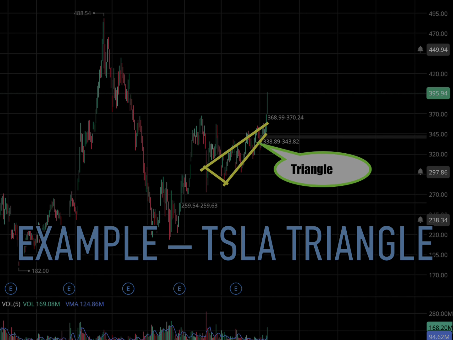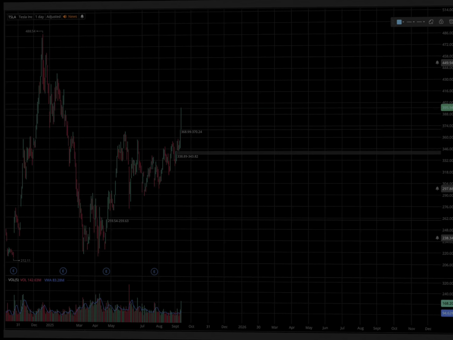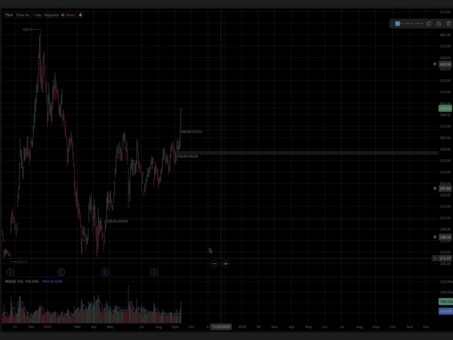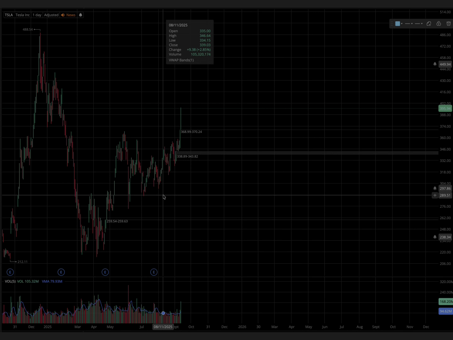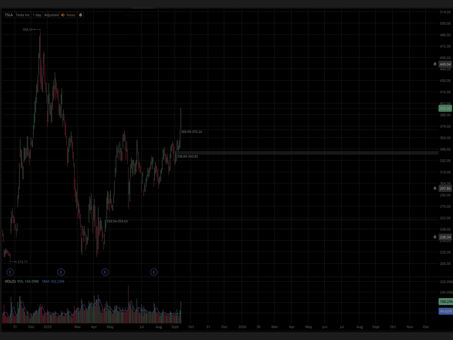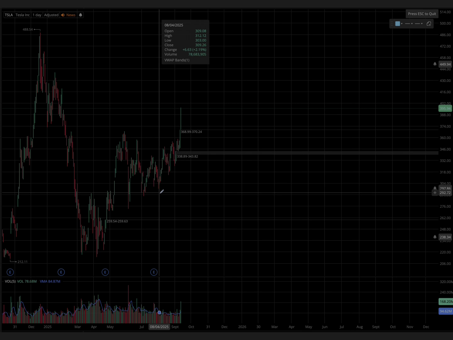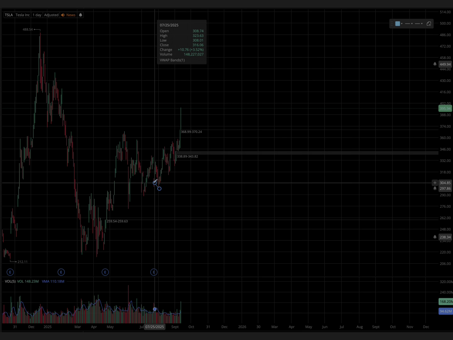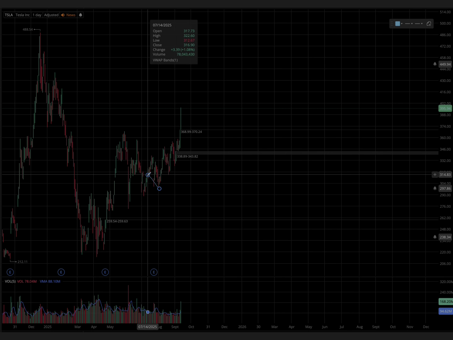An example of a triangle on Tesla. So I wanted to go over the triangle pattern and then go over where one could have taken advantage of seeing this pattern. So right around 297, you have one part of the area forming. So you got 297, and then you can pretty much say it ran up there.